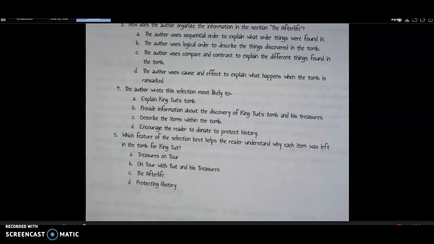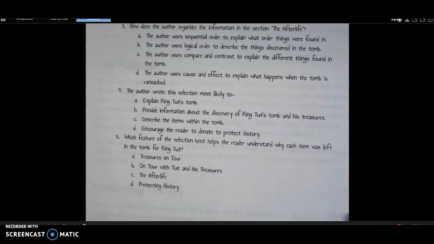5. Which feature of the selection best helps the reader understand why each item was left in the tomb of King Tut? A. Treasures on tour. B. On tour with Tut and his treasures. C. The afterlife. Or D. Protecting history.